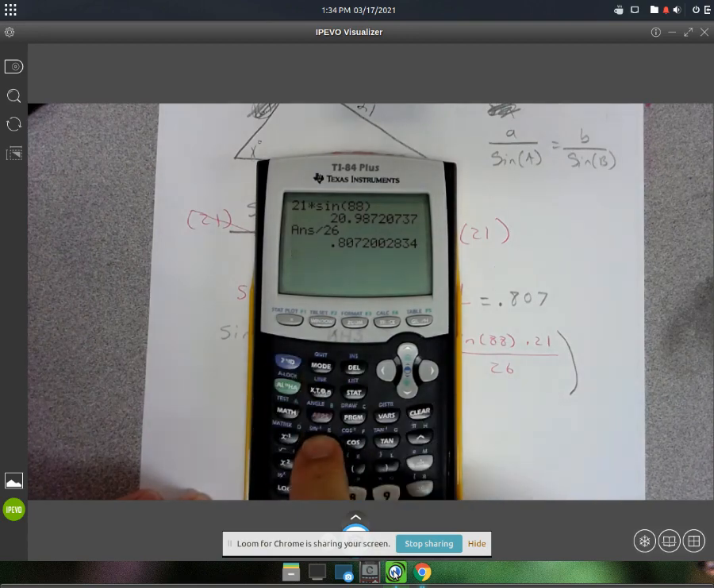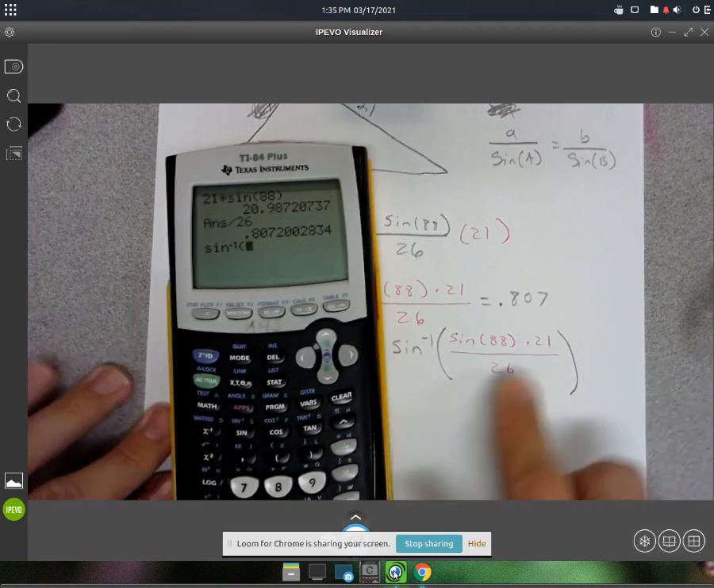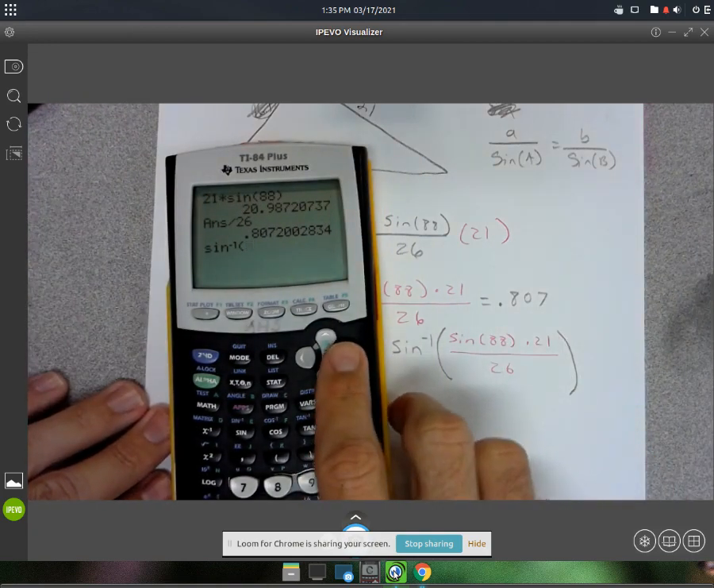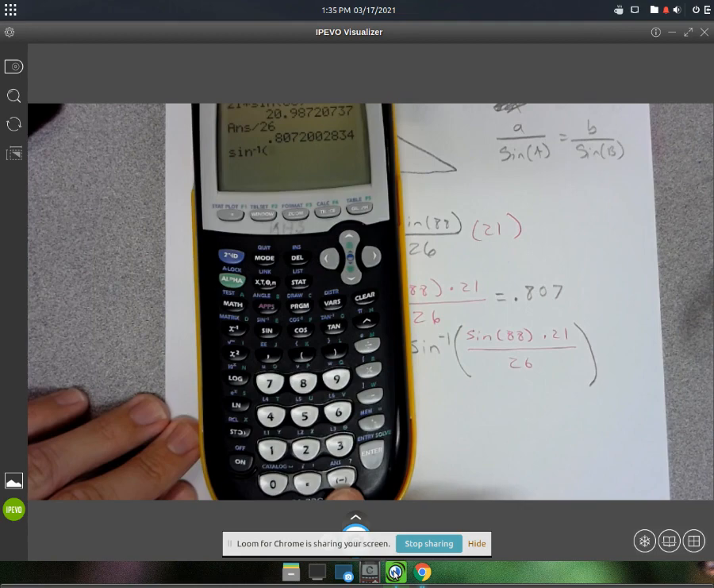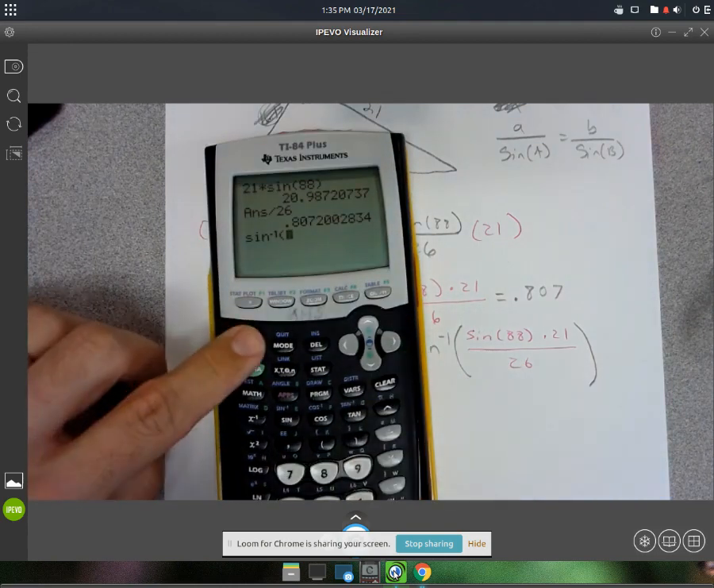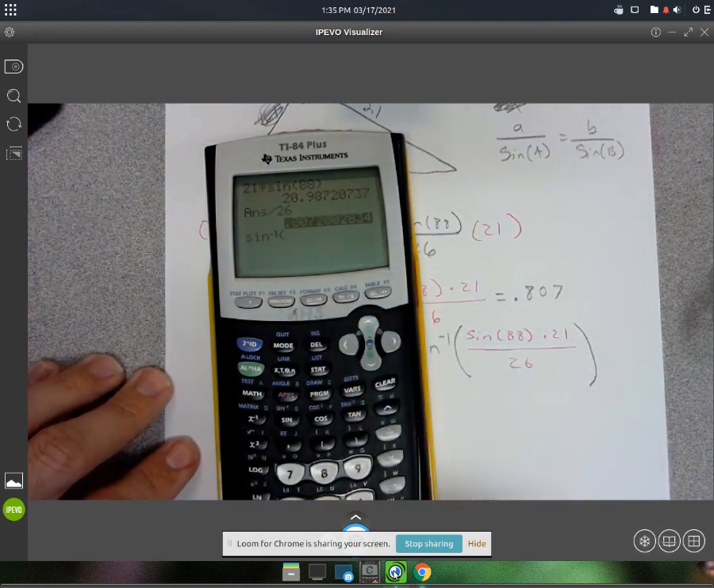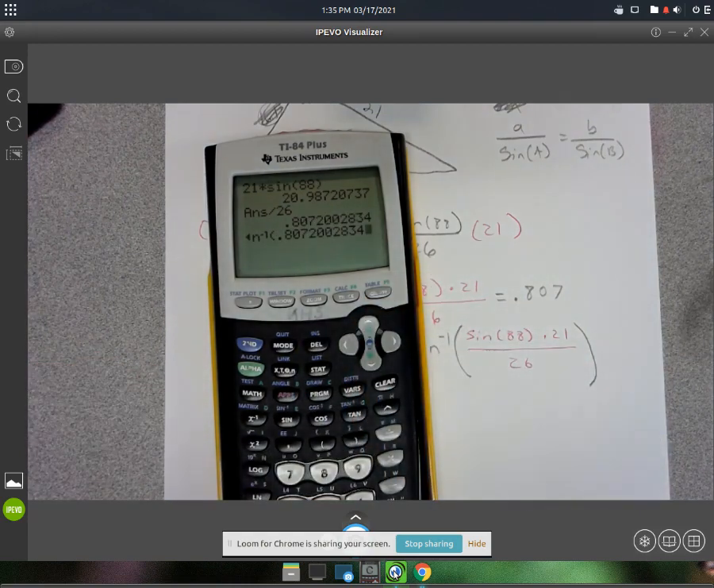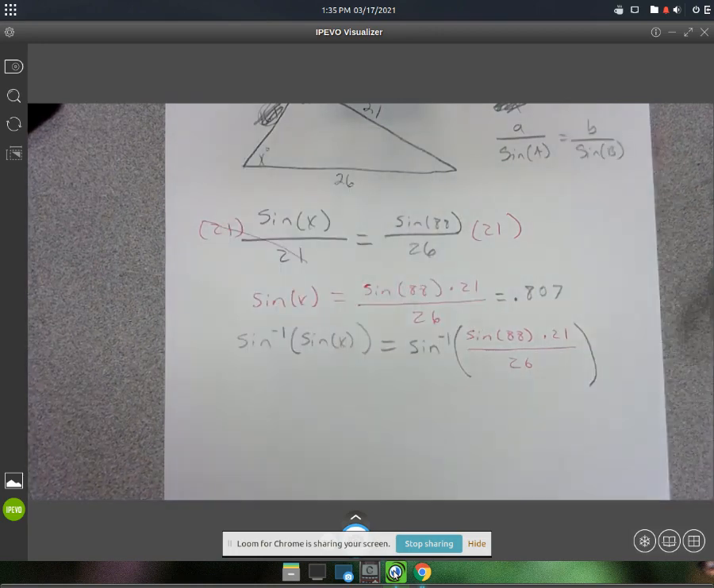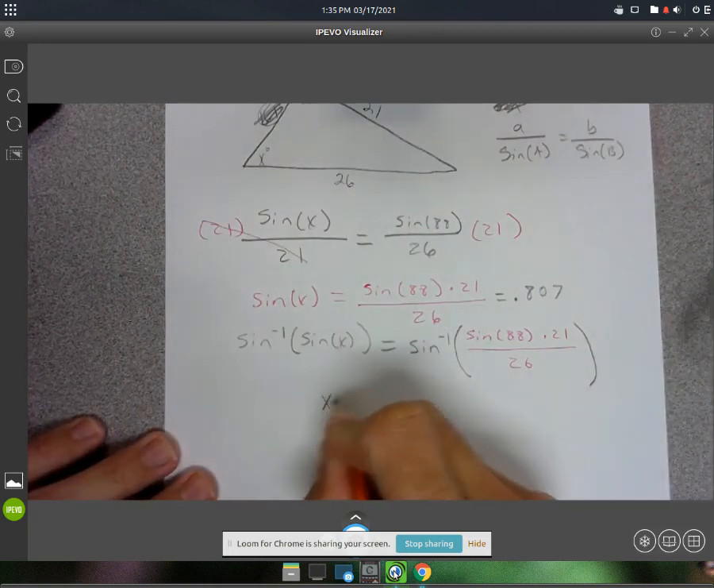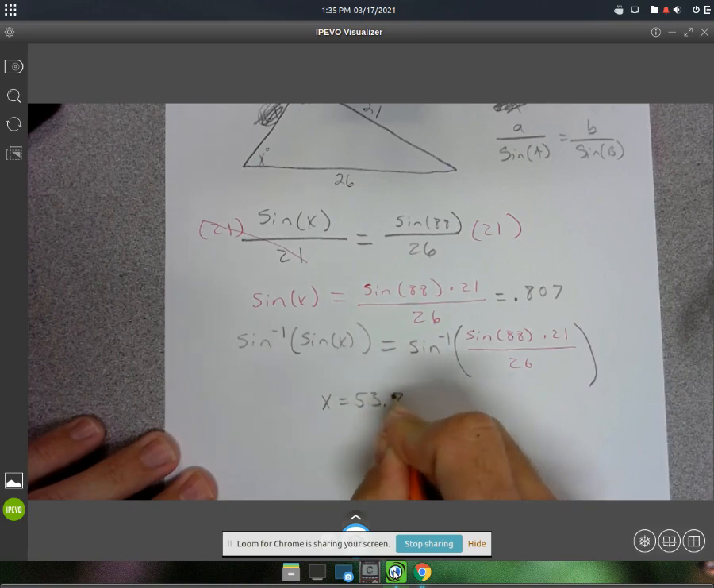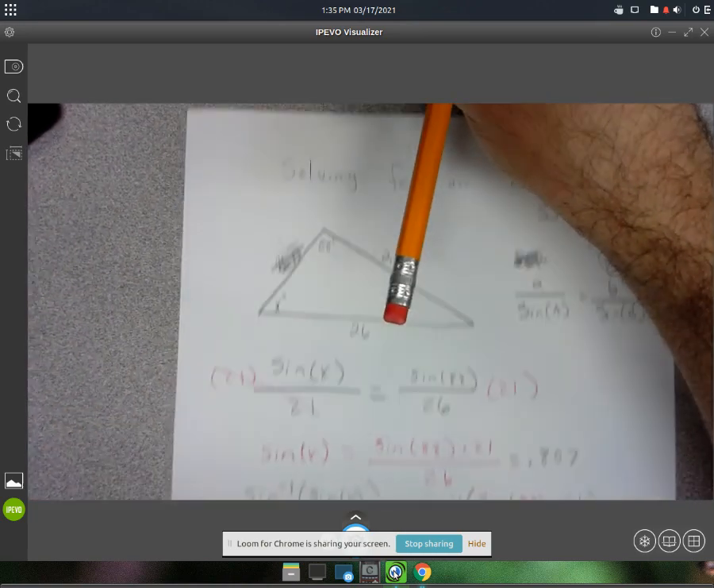So I'll do second, sine inverse, and then I'm going to use my last answer. So second, and then that button down there, last answer. Or you can just arrow up and do it like that. This is going to give you a better approximation of your angle. So I get 53.823. That would be it. X would equal 53.823.